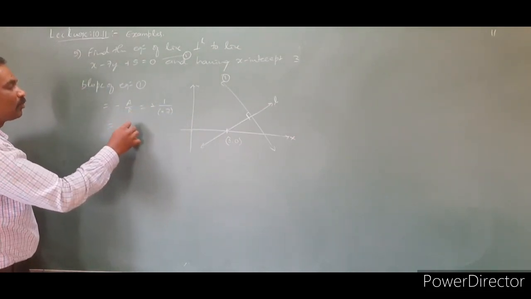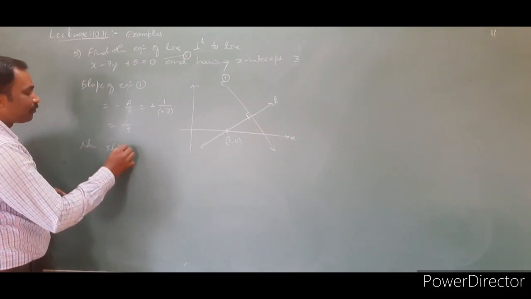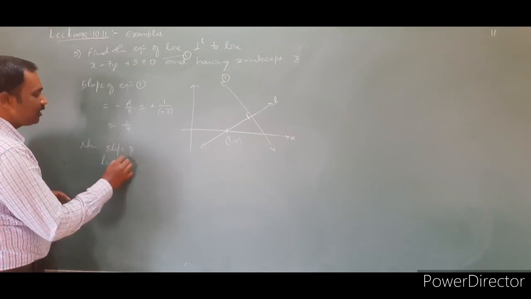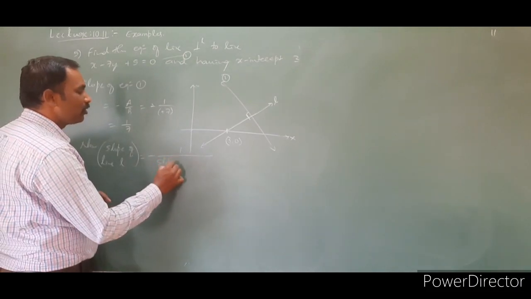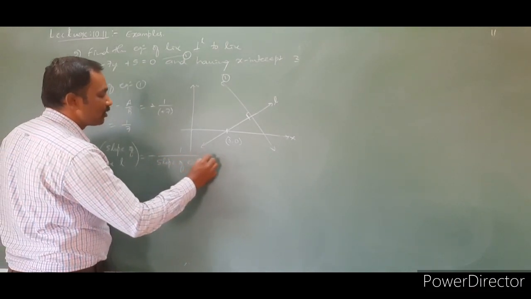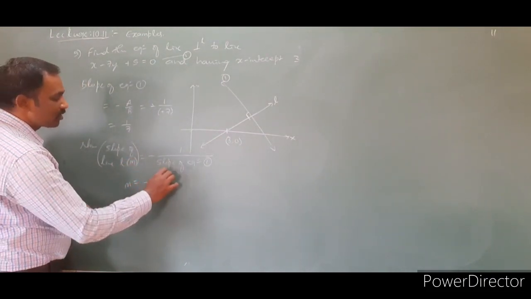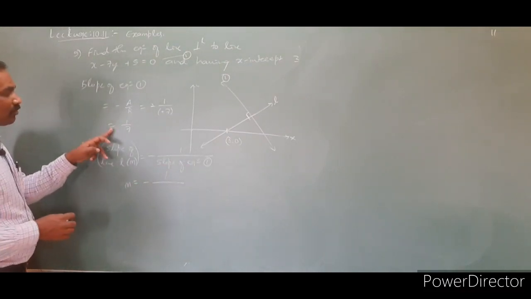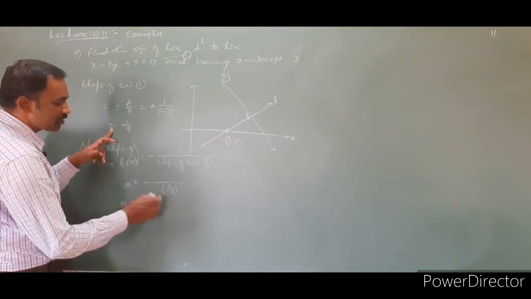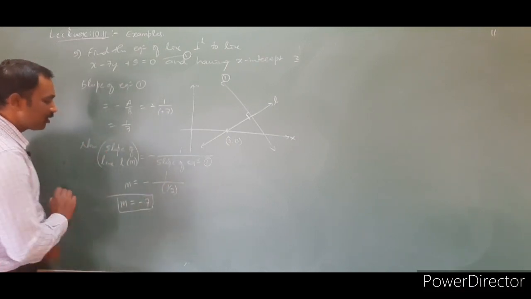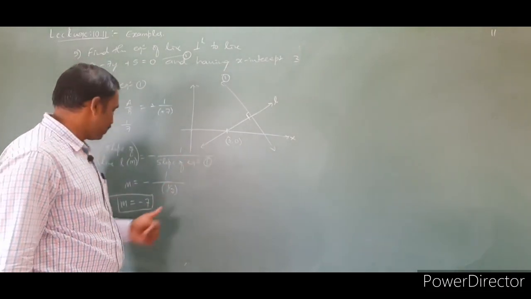Minus minus get cancel, 1 by 7. And now the slope of the required line L is equal to minus 1 divided by the slope of equation number 1. Let's call it m. m is equal to minus 1 divided by the slope of equation number 1. What is that? 1 divided by 7. Rewriting, m is equal to minus 7 taken to the numerator. Therefore, the slope of the required line is minus 7.